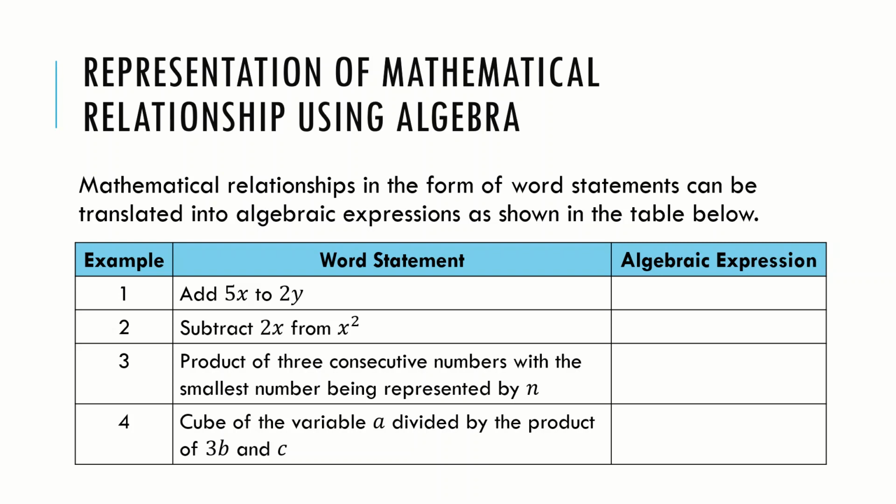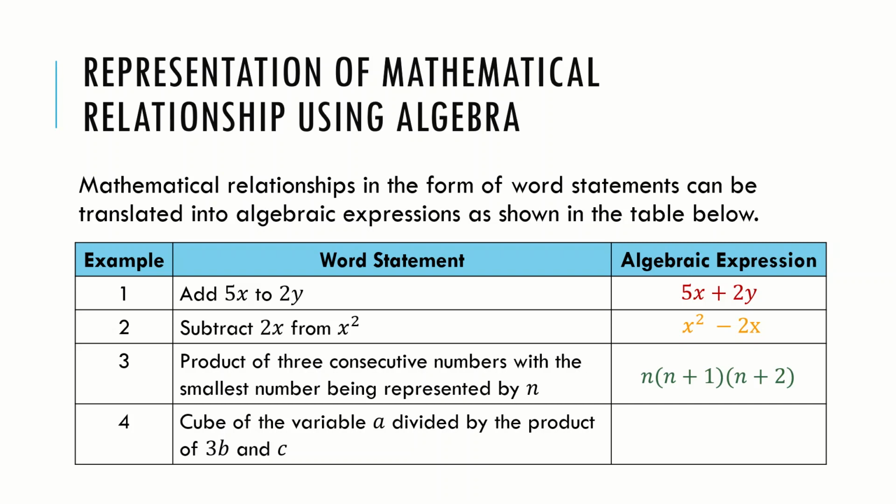So can you try first? You may pause the video in the meantime and then proceed once you have completed. Okay, so the algebraic expression for example 1 will be 5x plus 2y. For the second example, it will be x squared minus 2x. For the third example, this could be tricky, but it's actually n bracket n plus 1 bracket n plus 2.